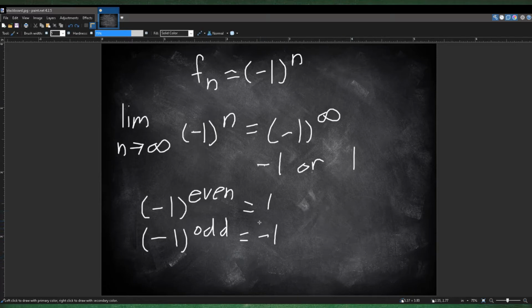So since it has two possible answers, it's alternating between negative 1 and 1. That means f of n, negative 1 to the power of n, is going to be divergent because it does not converge to a singular number.